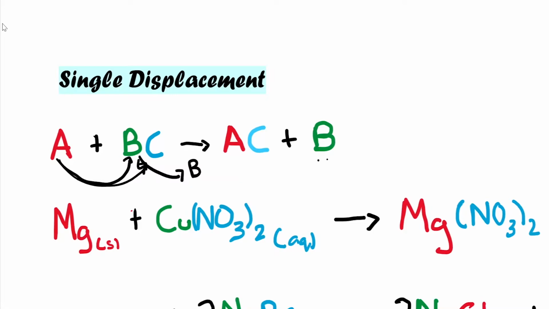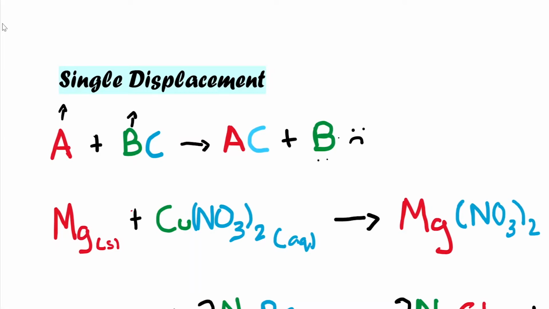All right, and it's very important to note that for a single displacement reaction to actually occur, A is going to have to be more reactive than B. So A is more reactive than B. You can think of it, maybe it's more attractive than B. So then A and C end up together, and then B is by itself, and it's very sad.